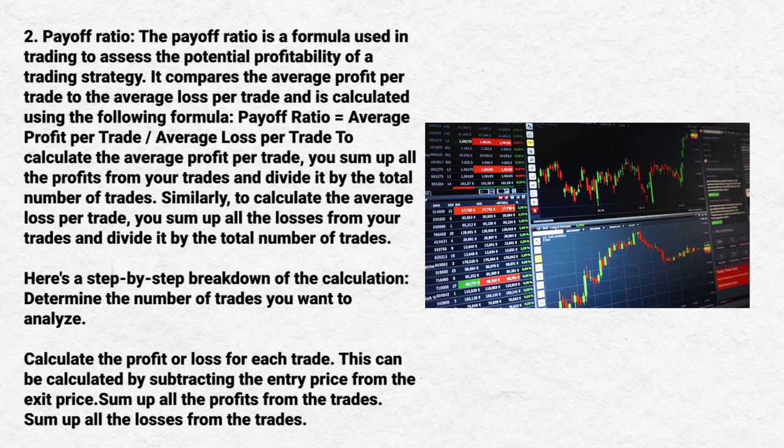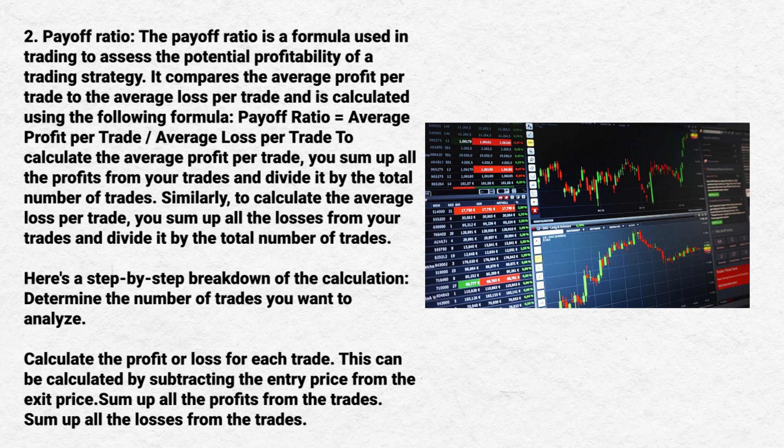To calculate the average profit per trade, you sum up all the profits from your trades and divide it by the total number of trades. Similarly, to calculate the average loss per trade, you sum up all the losses from your trades and divide it by the total number of trades. So I'll give you a step-by-step breakdown of the calculation.